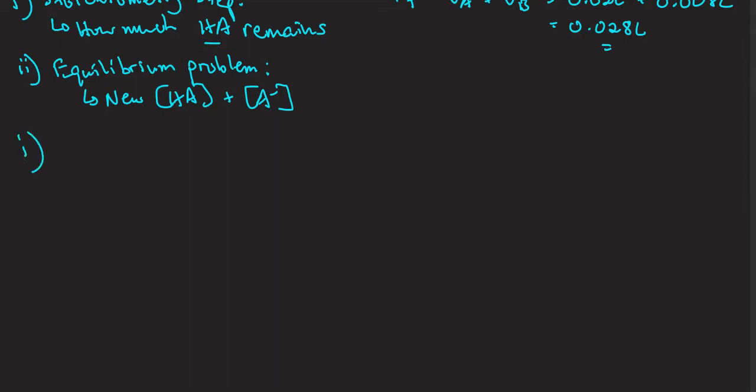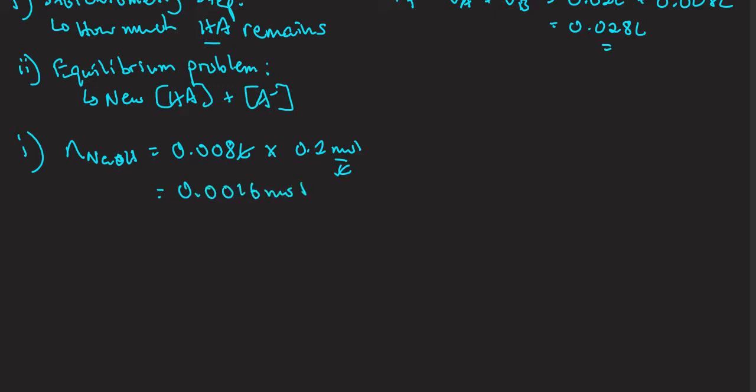So let's give us some more room to start our first step. Let's figure out how much base was added. We have to figure out how much sodium hydroxide is added. We have a volume of 8 milliliters, or that is the conversion to liters, and then 0.2 moles per liter is the concentration given to you in the question, and we get 0.0016 moles. Liters cancels out.